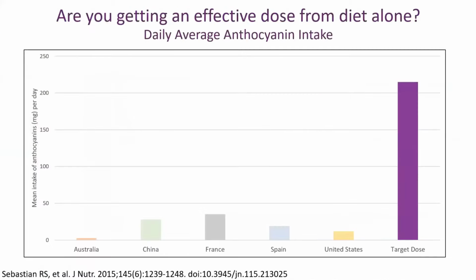Perhaps one of the reasons why we may see a change is because people don't often get enough of these anthocyanins. Look at Australia, guys, we're not doing so good down here in Australia. This is your mean intake of anthocyanins in milligrams per day. You can see it's pretty close to zero in Australia. China's doing a little bit better, about 25 milligrams per day. In fact, the Chinese government now has an RDA, or recommended daily allowance, for these, at a level of about 80. So they're starting to recognize the importance. France is doing pretty good. But the target dose, we feel, based on all of the best studies, should be over 200 milligrams a day.